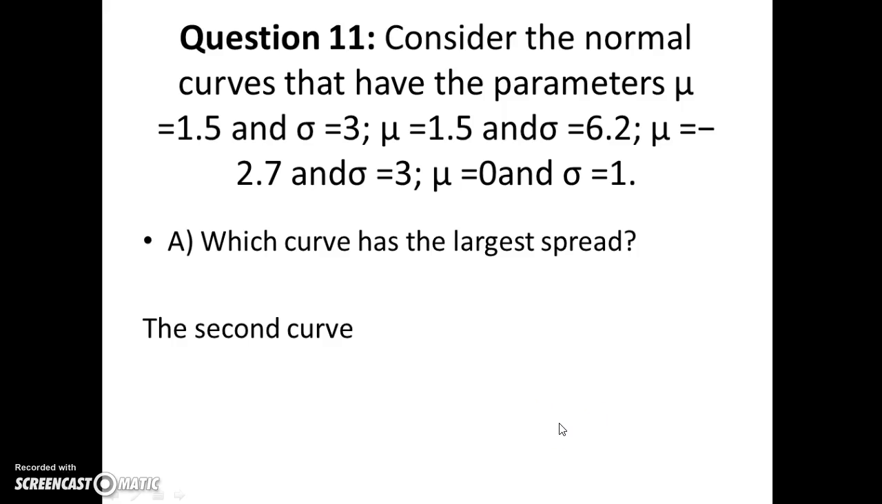Question 11. Consider the normal curves that have the parameters: mu is 1.5, standard deviation 3; mu 1.5, standard deviation 6.2; mu is negative 2.7, standard deviation 3; mu is 3, standard deviation 3; mu 0, and standard deviation 1. Which curve has the largest spread? To find the largest spread, you basically just look at the standard deviation. If the standard deviation is large, then it is spread more, and when you look at the parameters, the second curve has the largest spread because the standard deviation is the greatest among the others.